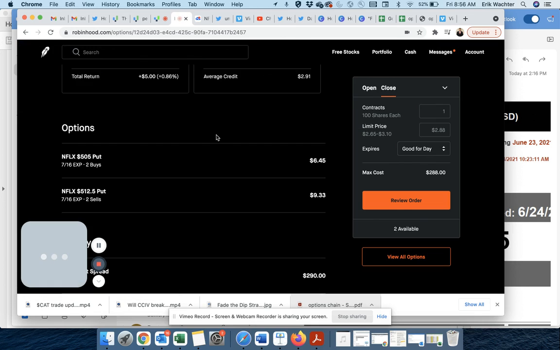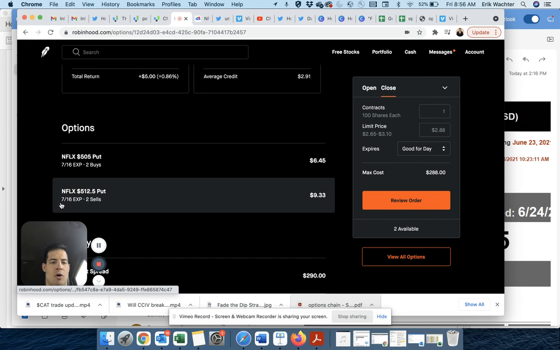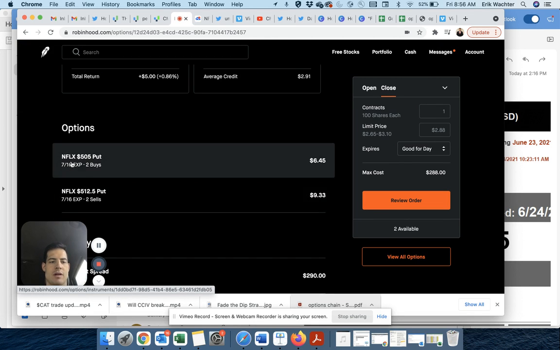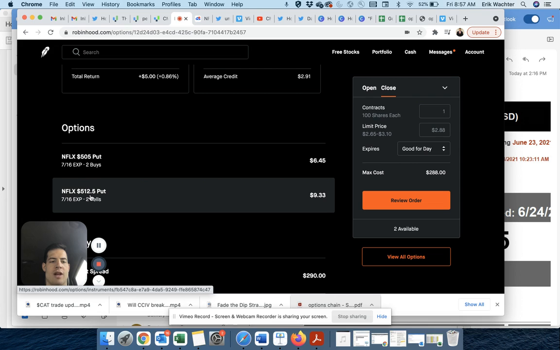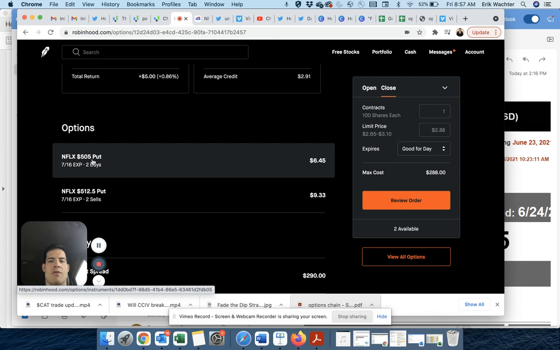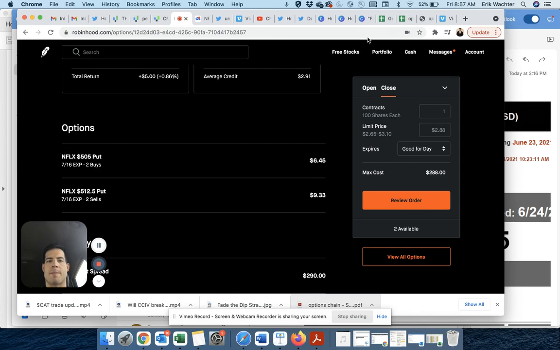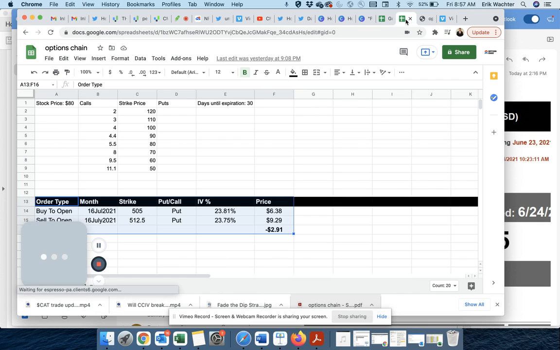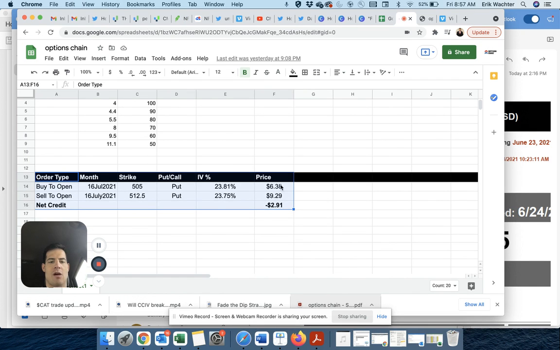So these are the strikes I chose. We bought the July 16 505 puts and sold the 512.5 puts. Let's see what that looks like. It comes out to a net credit of about 2.9, or $2.90.